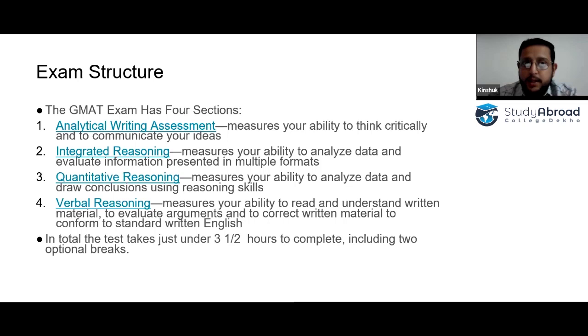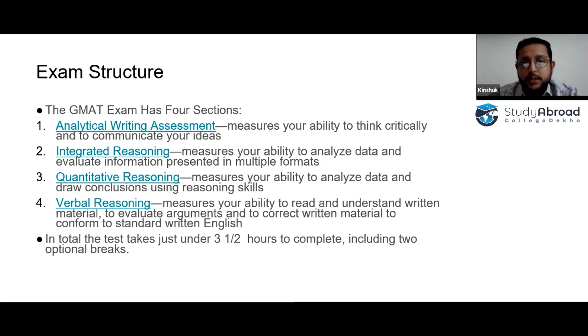Next is integrated reasoning. This section has a few questions from the verbal part and a few questions from the quants part. In both cases, you get some kind of data and some kind of evaluation you are supposed to make on that data, and you have to answer those questions. They use different kinds of skills there. There is going to be a passage and then some data about it, and you have to correlate and then answer the question.